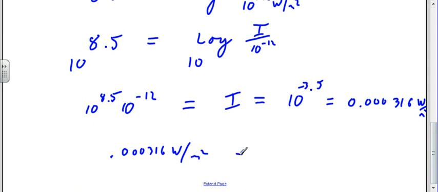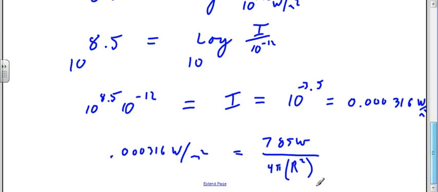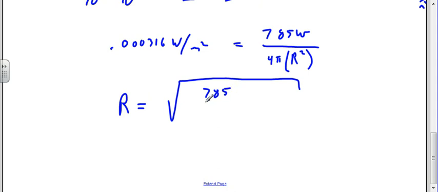All right, so 785 watts is my speaker. I'm going to have to divide that by my spherical spreading, 4 pi r squared. And I have to solve for r. Okay. So I've got r is going to equal the square root of 785 divided by 4 pi 0.000316. And I think all those units are in meters when I get done, so that'll be good.